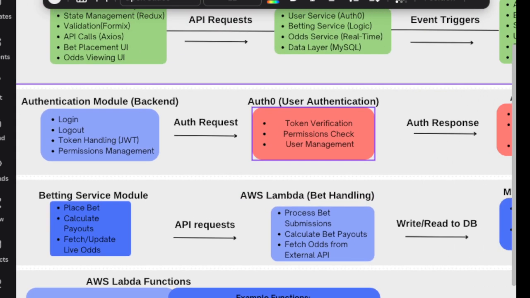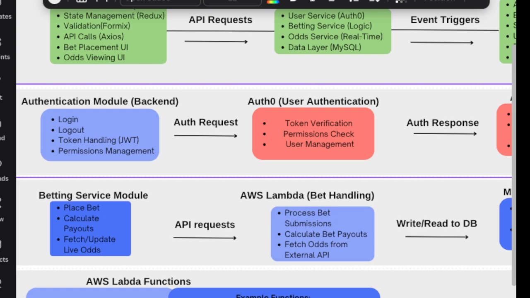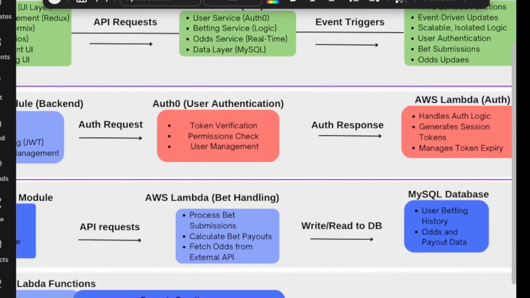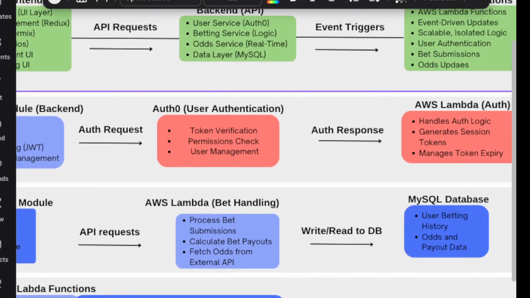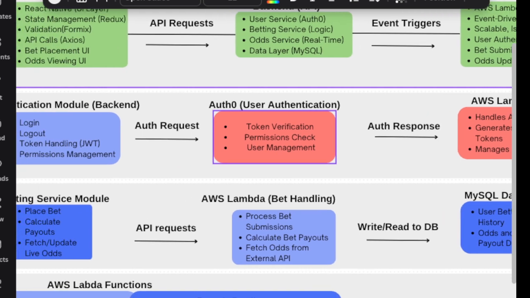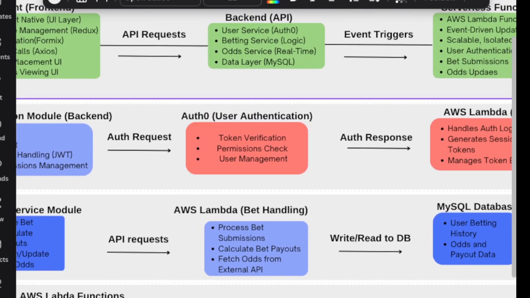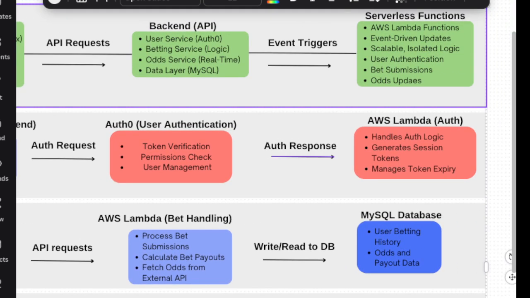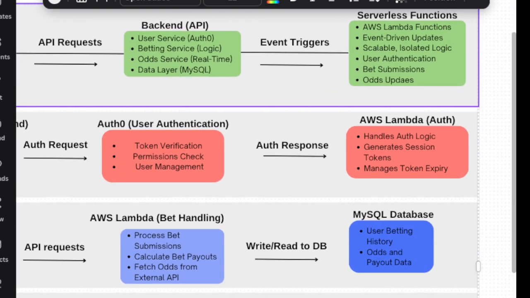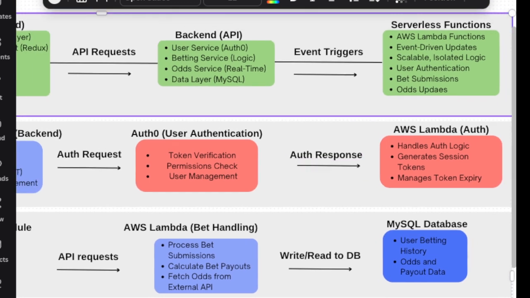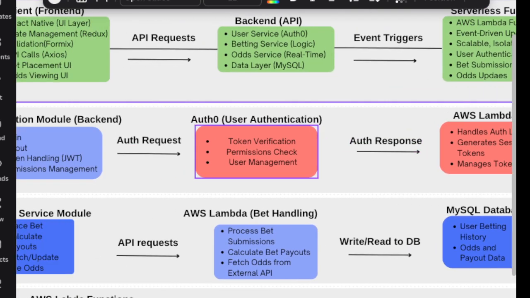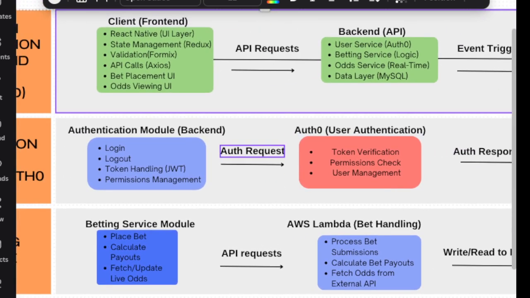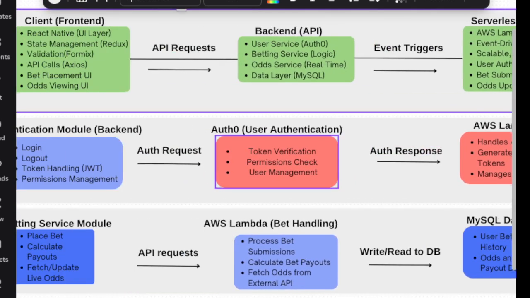And this module is going to send an authorization request to Auth0, and that's going to verify the token. It's going to check the permissions, and then it's also going to handle the user management, right? And then that's going to send an auth response to the AWS Lambda, and that's going to handle the actual logic. It's going to generate the session token and manage the token expiry. So that's essentially the flow of data. And then once we get that session token back, we're essentially logged in.